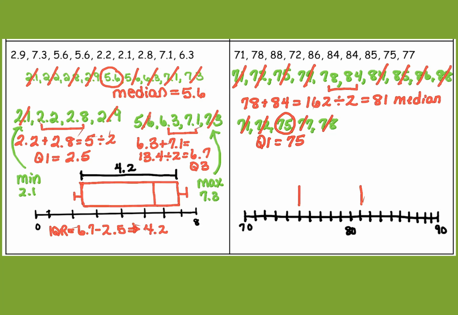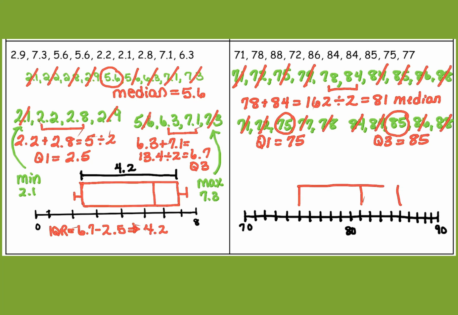Now we find the numbers of our upper quartile, and we list all of the numbers out that are above our median. Now let's mark those out to find the middle. We have 84, 88, 84, 86. So our middle number for our upper quartile is 85. Our Q3 is 85, and we can add that to our number line as well.